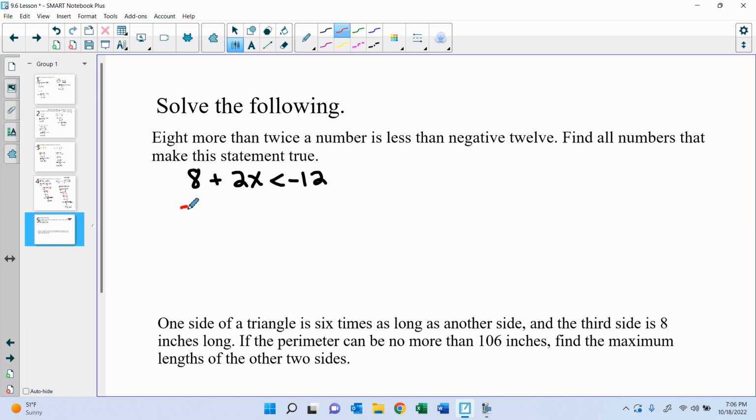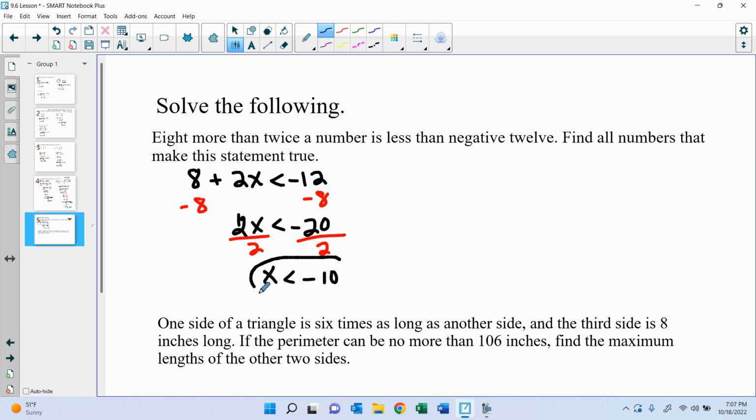So we're going to subtract 8 because that side is mixed. And we're going to get 2x is less than negative 20. And then you're going to divide by 2. And you're going to get an answer of x is less than negative 10.